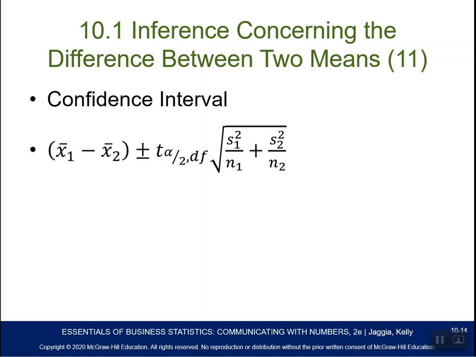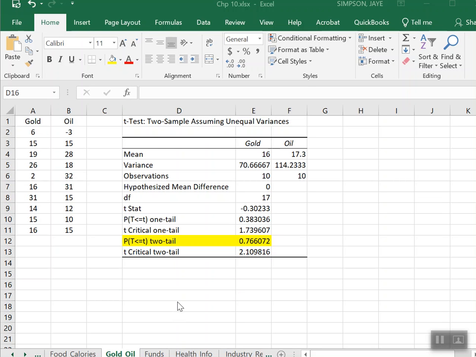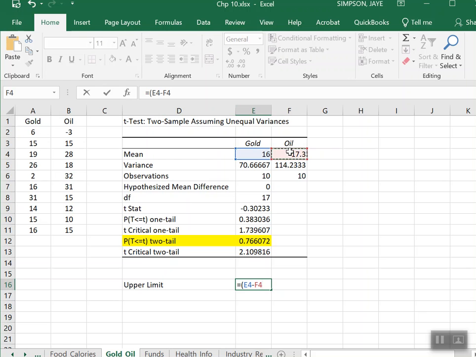So let's jump back to Excel. The great thing about Excel is that they've already calculated so much of this for us. If I wanted to calculate, let's say, the upper limit, remember my formula is the mean of sample 1 minus the mean of sample 2. So I'm going to start with my equal sign, open my parentheses, mean of sample 1 minus mean of sample 2, close my parentheses. Now for the upper limit, remember I'm adding. When I do the lower limit, I'll subtract. So I'm going to add.